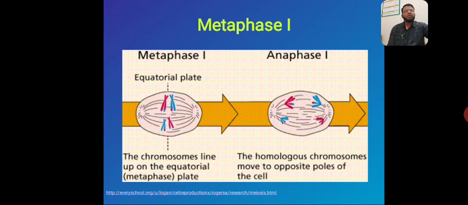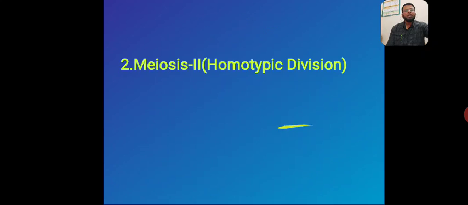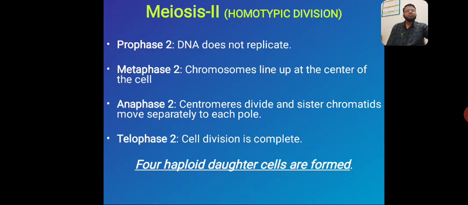So see here, there are some pictures of metaphase that we have just discussed, and anaphase also. In metaphase the chromosomes line up in the center, and in anaphase they move toward the opposite direction. So these are shown in the pictures. This is the telophase, cytokinesis and karyokinesis are happening, and the cell divides into two. In this way meiosis first is completed, the heterotypic division, and meiosis second starts, which is called the homeotypic division. And this is somewhat similar to mitosis.